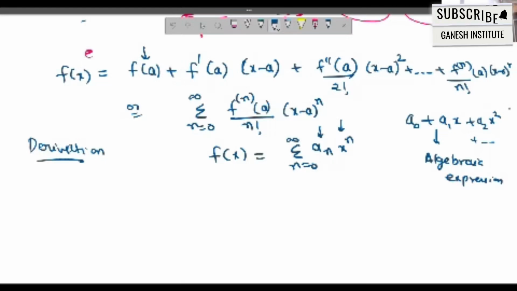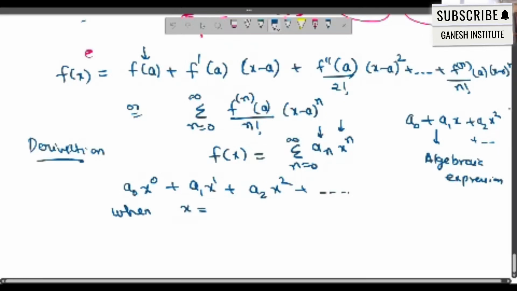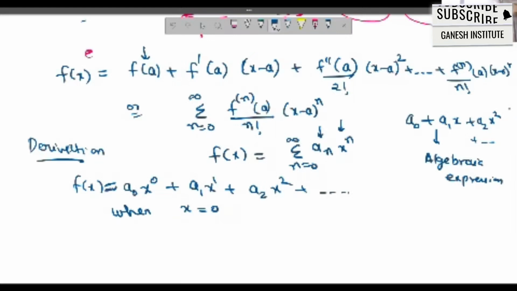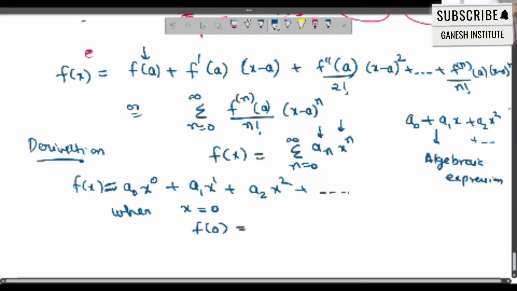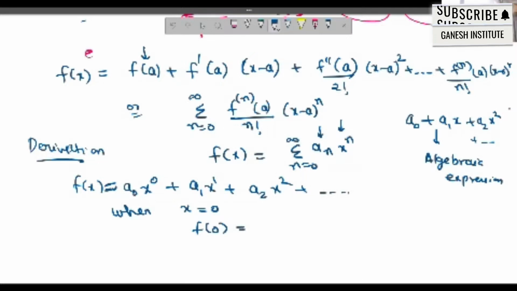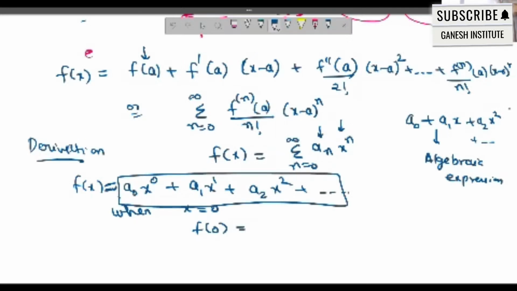Now, if you are elaborating it, you are getting a naught x raised to power 0, a1 x raised to power 1, a2 x raised to power 2, and so on up to infinity. When you put x as 0, what will be your f(x)? The whole f(x) when you put x as 0. Oh, that would be 0, ma'am.